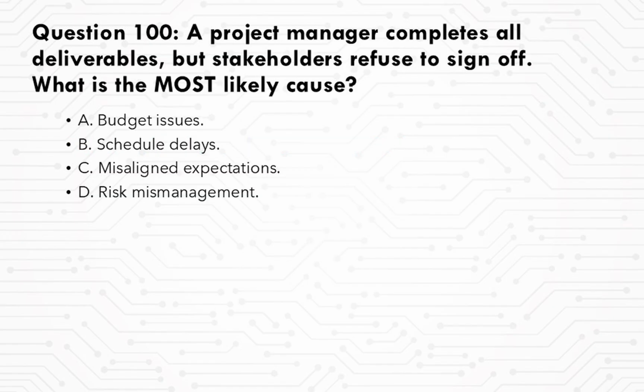Question 100. A project manager completes all deliverables, but stakeholders refuse to sign off. What is the most likely cause? A. Budget issues. B. Schedule delays. C. Misaligned expectations. D. Risk mismanagement. Answer: C. Acceptance issues usually stem from expectation misalignment.